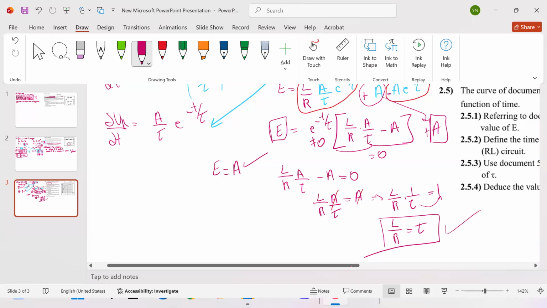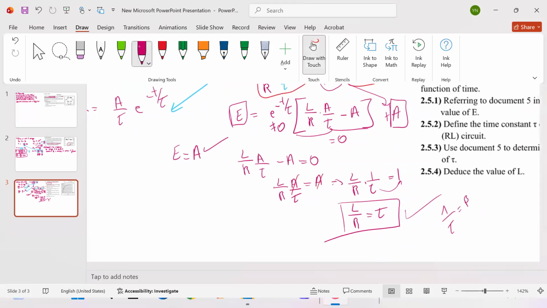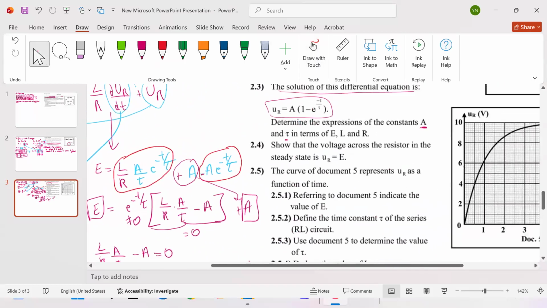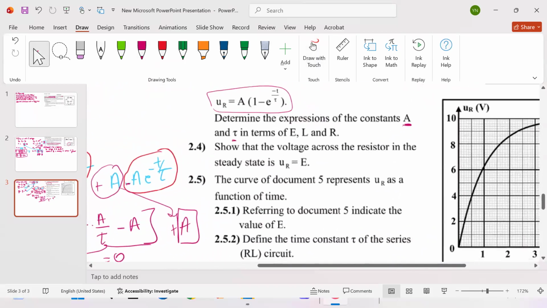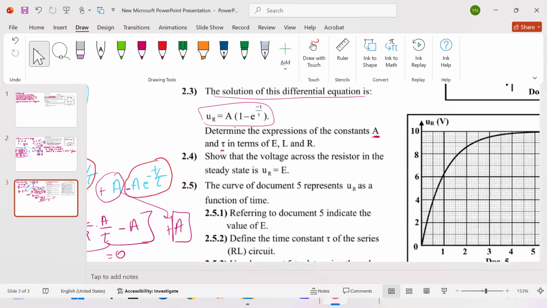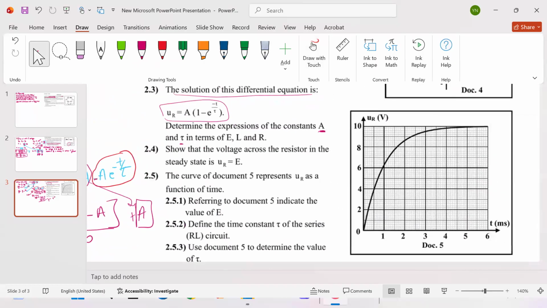Sometimes they try to ask you to find 1 over tau and they call it beta. Sometimes, like the previous video, they try to tell you to find, let's say, minus 1 over tau, which is D. The expression that they give you sometimes might change, but the answer should always contain, for tau, L and R. It never changes, so be careful what you're writing. Okay, so if you found A and tau, and I'm 100% sure they're correct, so great.